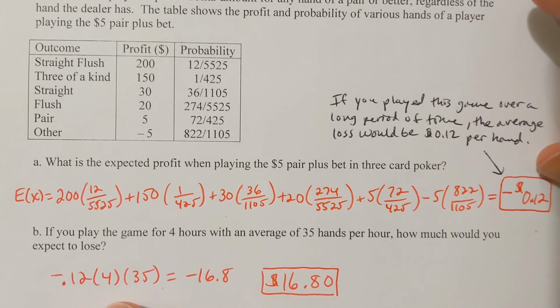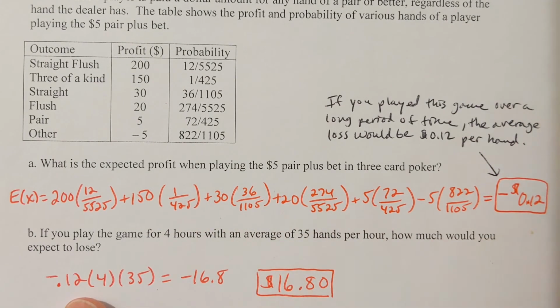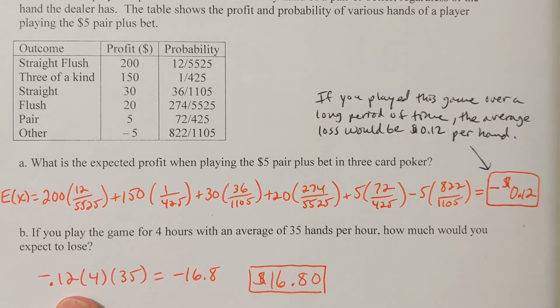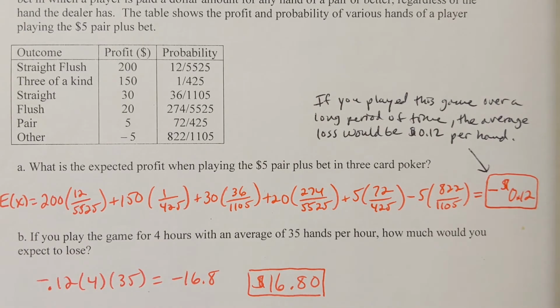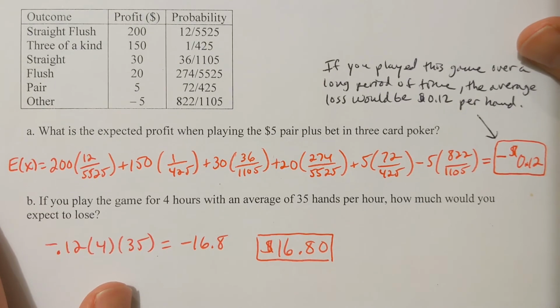If I enter that in the calculator, which I can type in all at once if I want to, I end up getting negative 0.12. What that means is that if I played this game over a long period of time, the average loss would be 12 cents per hand. That's nice to know. If somebody were to sit at the table and play this card game forever and ever, they would be losing money.